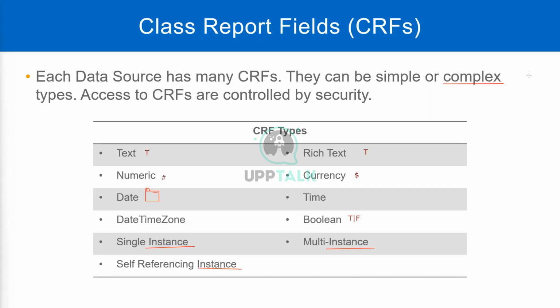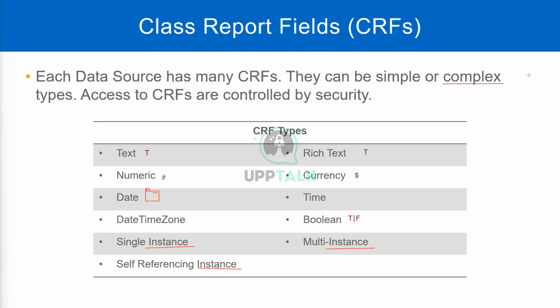Since Workday is organized using business objects, we will see these kinds of instance fields a lot, where they will be links to other data objects. A single instance means that it can occur only once in relation to another object. Like, let's say, the location of the worker. Is it single instance or multi-instance? Single. The location of the worker is a single instance.